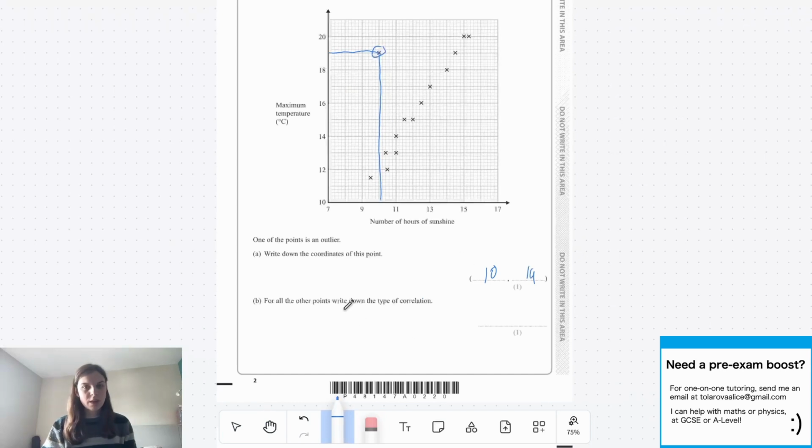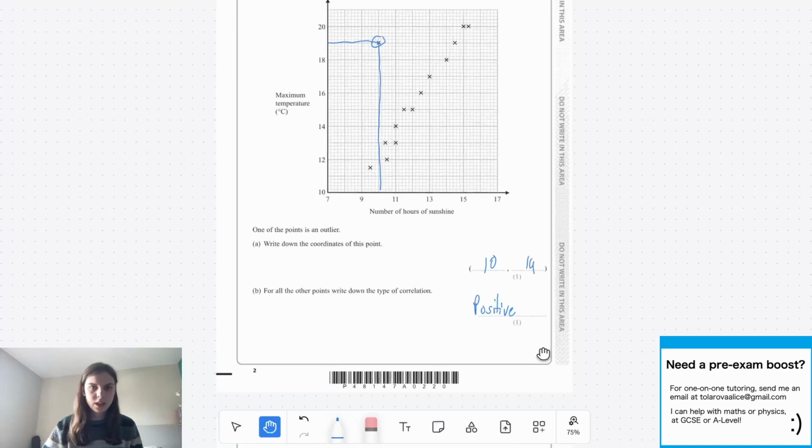Now, for the other types of points, write down the type of correlation. So in this case, it'll be a positive correlation because it's going up and to the right, so positive. There we go.